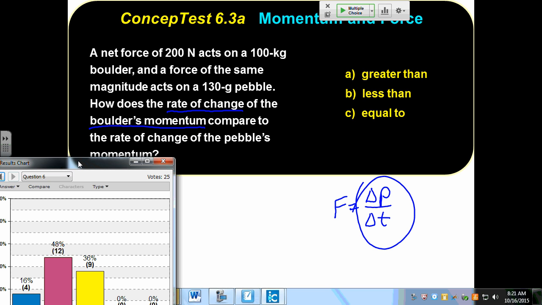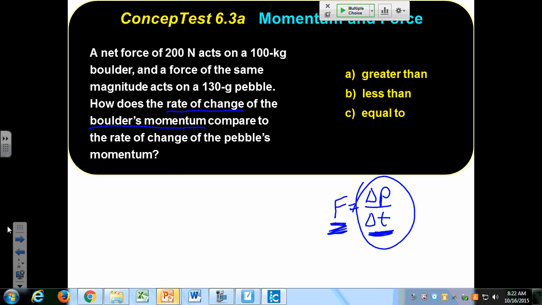Since by Newton's second law the force is equal to the rate of change of momentum, how do the rates of change of momentum for these two objects compare? How do their forces compare? They have the same force acting upon them. Since they have the same force, they're also going to have the same rate of change of momentum. So C is the right answer here. That's really just thinking about the language, but whenever you see rate of change of something, that's referring to how that thing changes with time.